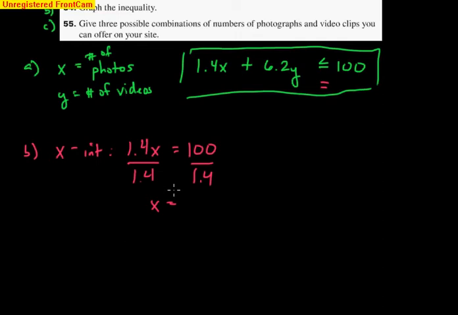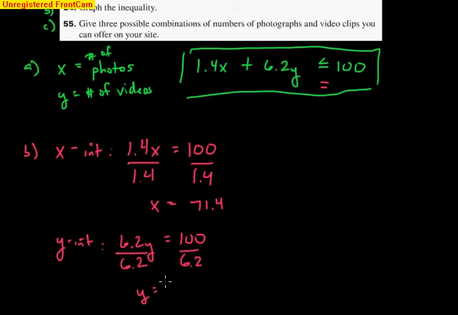And x comes out to be 71.4-ish. Do the same thing for the y-intercept. Cover up the x this time. 6.2y equals 100. We'll divide by 6.2 on both sides, and we'll get a y value of 16.1.